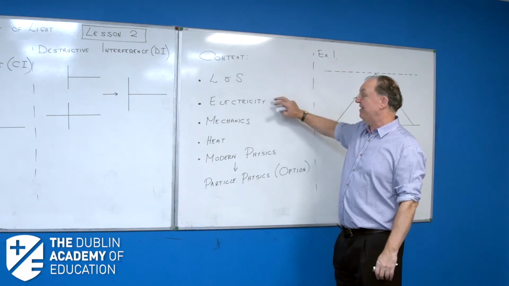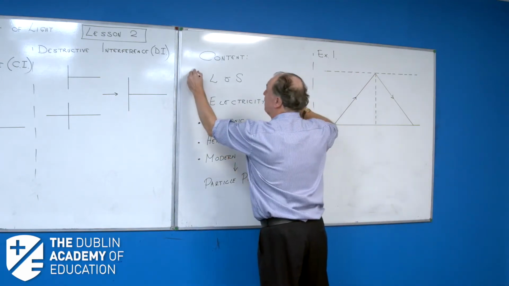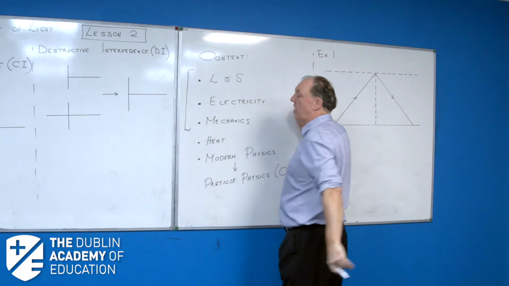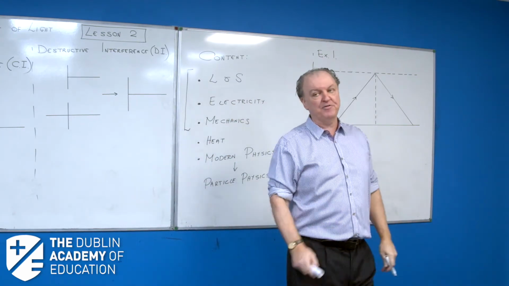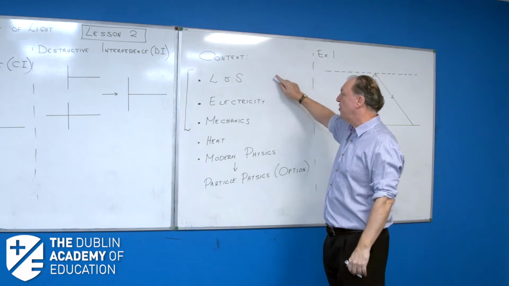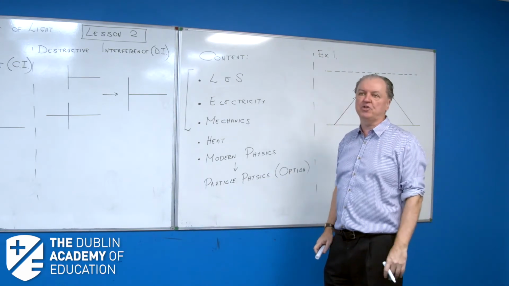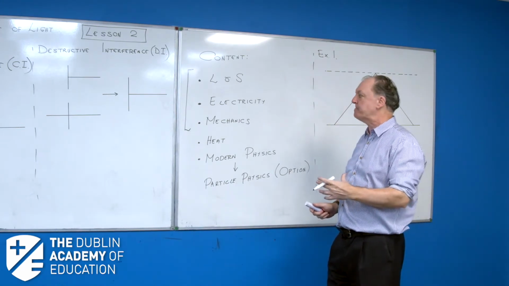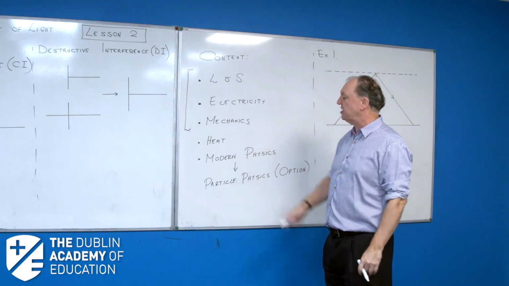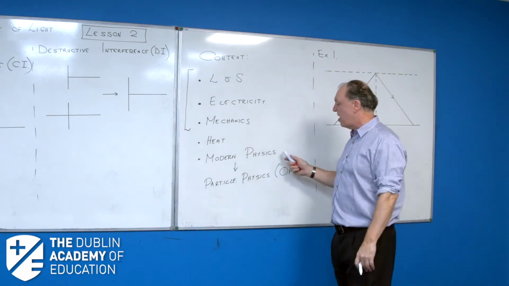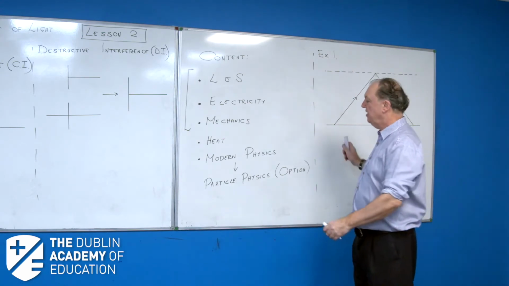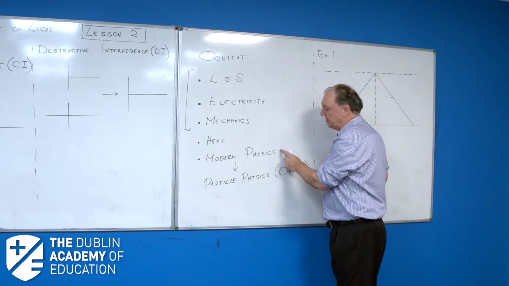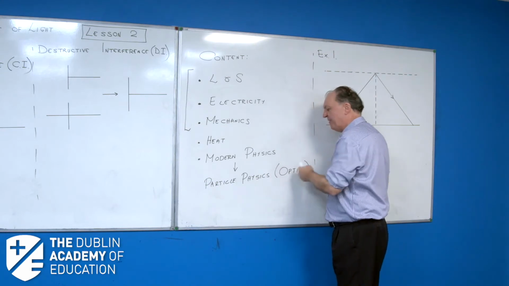Those three there, I'd say they're the big ones. They're the longest sections on the course. And you have a full set of notes and full set of solutions for all of those. Some very small section, heat. And then modern physics. I did this over the Christmas revision course. We've got modern physics, and associated with modern physics we have the option.